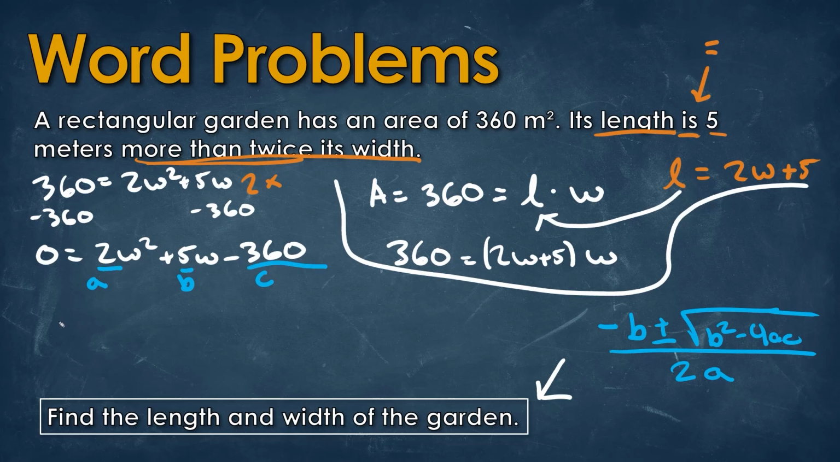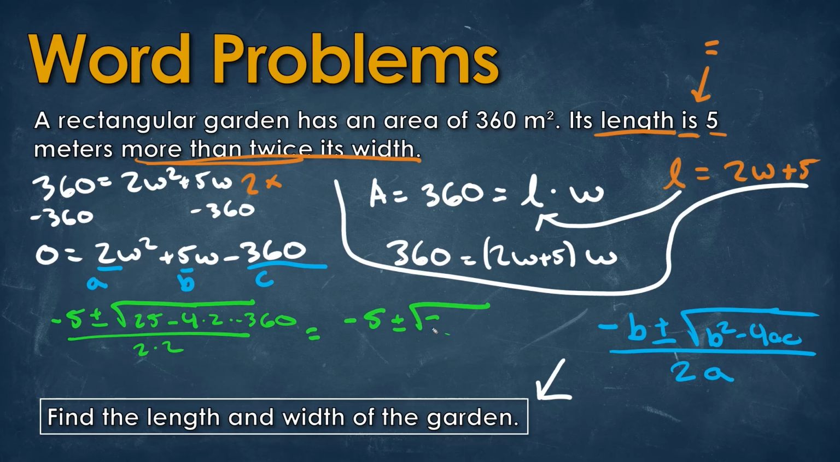If we plug these values in, we're going to get negative 5 plus or minus the square root of 5 squared, which will be 25, minus 4 times 2 times negative 360, all over 2 times 2. If we simplify this, we're going to get negative 5 plus or minus the square root of 2905 over 4.